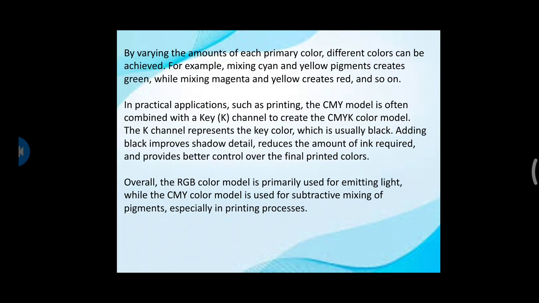In practical applications such as printing, the CMY model is often combined with a key channel to create the CMYK color model. The K channel represents the key color, which is usually black. Adding the black improves the shadow detail, reduces the amount of ink required, and provides better control over the final printed colors. Overall, the RGB color model is primarily used for emitting light, while the CMY color model is used for subtractive mixing of the pigments, especially in printing processes.